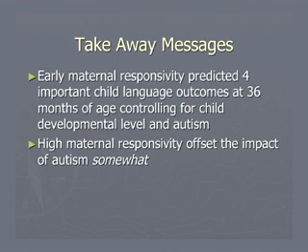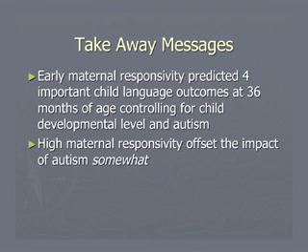that early maternal responsivity, this was our first measures when the kids were really young, predicted 4 different important language outcomes. I gave you just an example of one. At 36 months of age, controlling for child developmental level and autism. That's a pretty strong effect. It means that we weren't just seeing probably a simple correlation of maternal responsivity that was really affected a lot by the child's autism or developmental level.